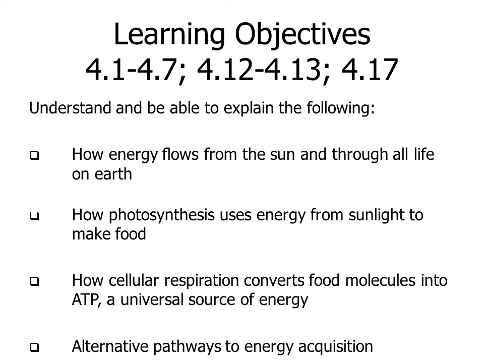Specifically, the objectives are to understand and explain how energy flows from the sun through all life on Earth. You're going to have a writing assignment on that specific learning objective. I'll be posting that soon this week with an explanation in it, so don't worry about it. Next is how photosynthesis uses energy from the sun to make food, and then how cellular respiration converts that food into ATP, which is a universal source of energy. And then we'll talk briefly about alternative pathways to energy acquisition besides respiration.